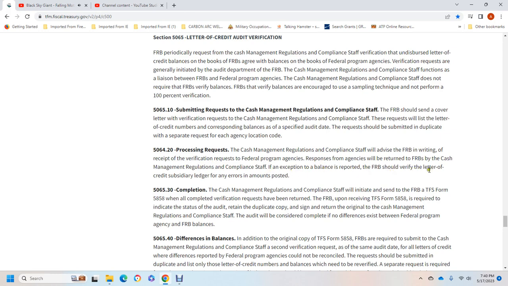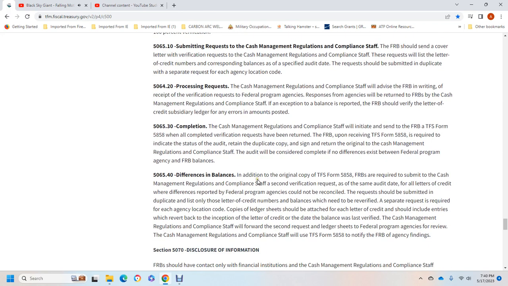The Federal Reserve Bank should verify the letter of credit subsidiary ledger for any errors in the amount posted. Upon completion, the Cash Management Regulation Compliance Staff will indicate the same on the Federal Reserve Bank form 5858 when the complete verification request has been returned. Upon receiving the 5858, the Federal Reserve Bank is required to indicate the status of the audit, retain a duplicate copy of the signed return, and send the original to the Cash Management Regulation Compliance Staff. The audit is complete and no difference exists between the Federal Program Agency and Federal Reserve Bank balances.